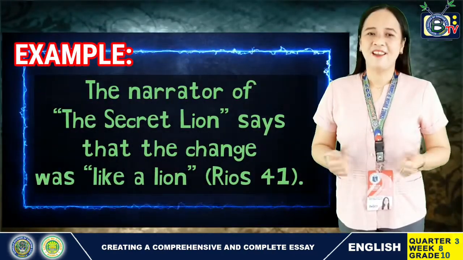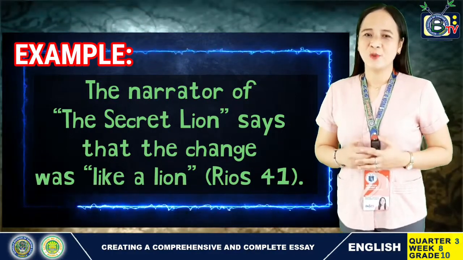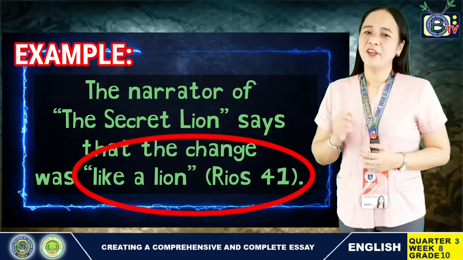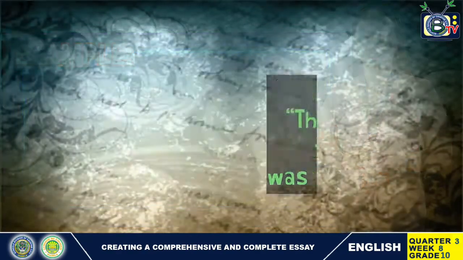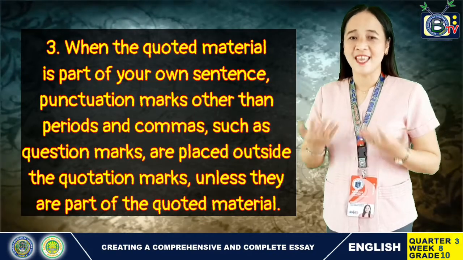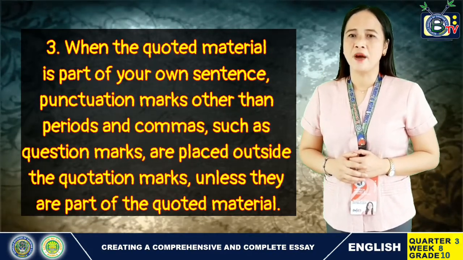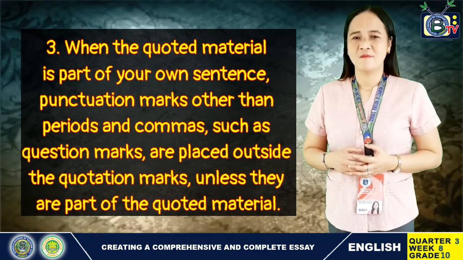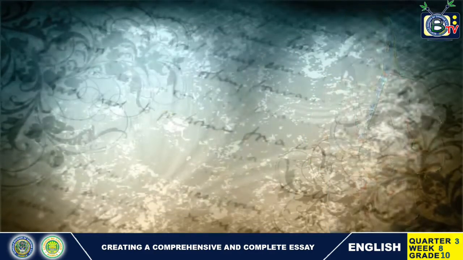For example, the narrator of The Secret Lion says that the change was "like a lion" (Rivas 41). The period is outside the quotation marks, after the parenthetical reference. Number 3. When the quoted material is part of your own sentence, punctuation marks other than periods and commas, such as question marks, are placed outside the quotation marks, unless they are part of the quoted material.